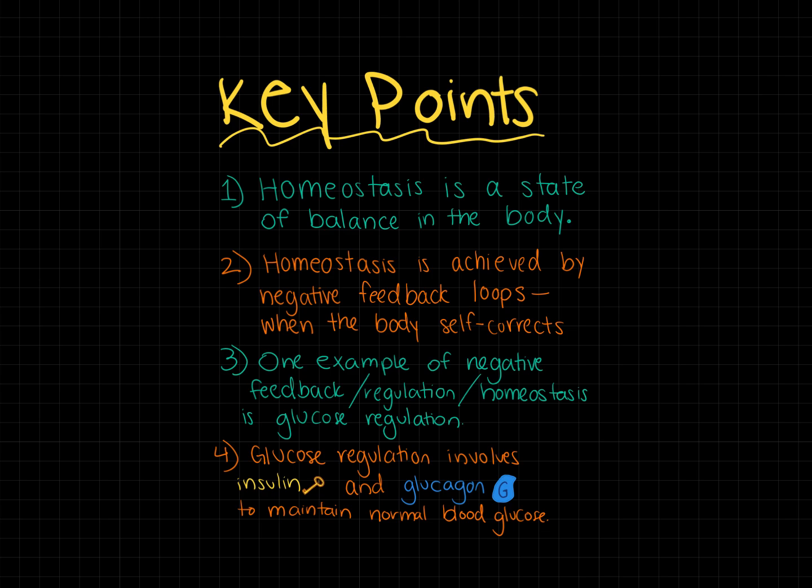Number 1, homeostasis is a state of balance in the body. That is a big idea here. We need to know this vocab word, homeostasis. Number 2, homeostasis is achieved by negative feedback loops, which is when the body self-corrects. When there's a disruption and the body has to correct itself and get back to that normal state.